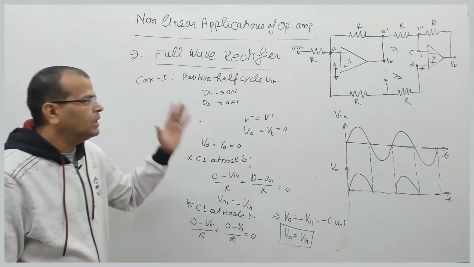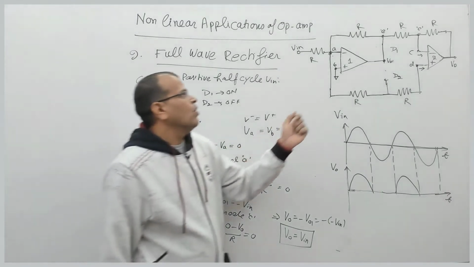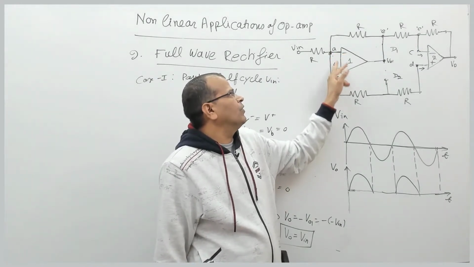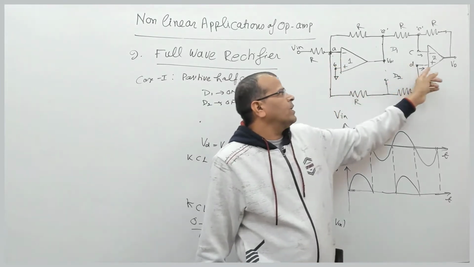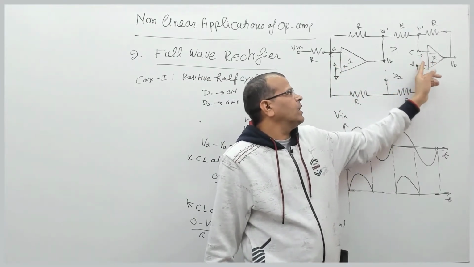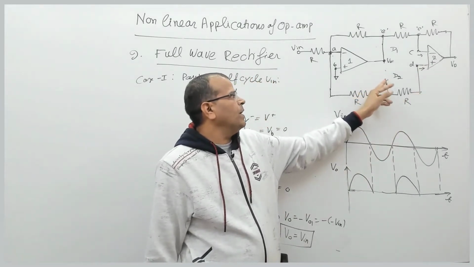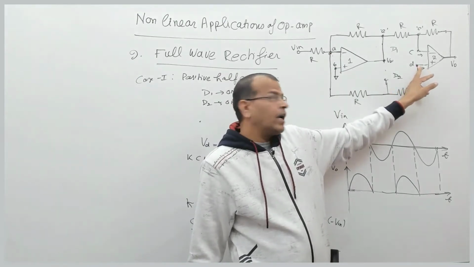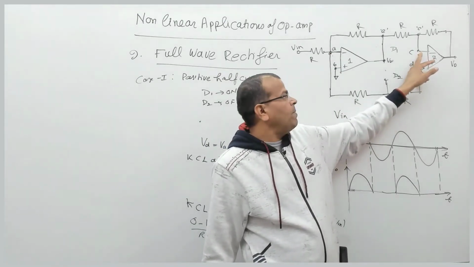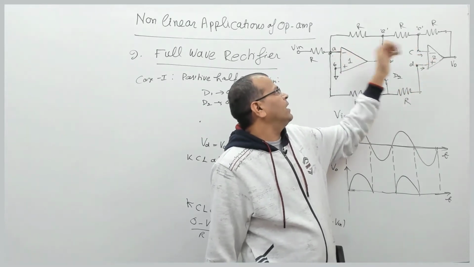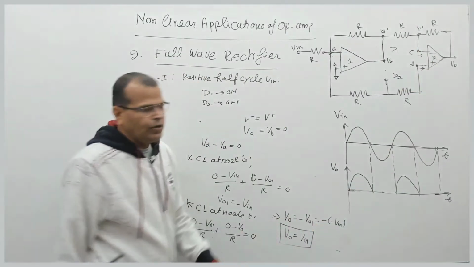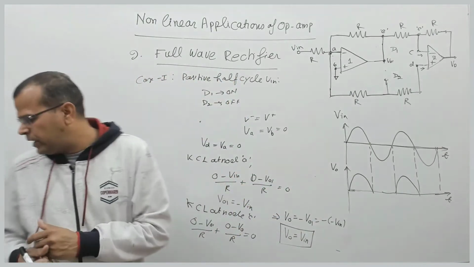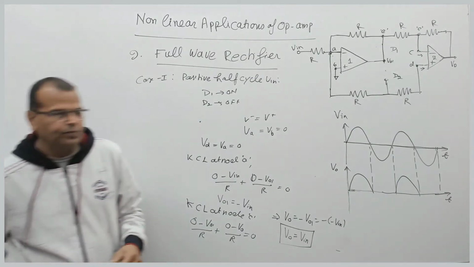I hope the concept is clear. So what we did: we took this potential to be 0 because for an ideal op-amp this is 0. For an ideal op-amp, the biasing current in the inverting and non-inverting terminals is 0, so the current in this path is 0. This is open, so whatever is the potential here, the same is here, and again the same will be the potential here for an ideal op-amp. So we applied KCL here and here, and we could find the output voltage. Fine. So for the positive half cycle, the output voltage is the same as the input voltage.